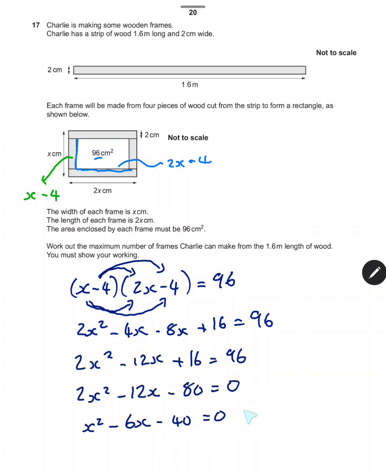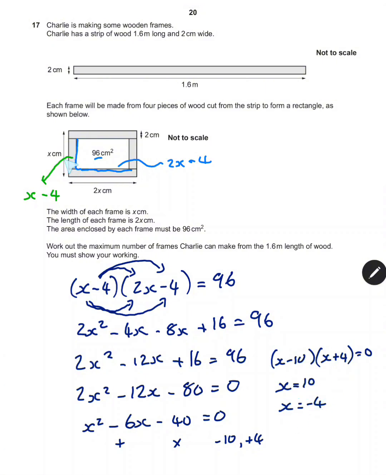And now I'm hoping I can factorise that quadratic and get it into double brackets. I'm looking for two numbers that add to minus 6 but times to minus 40. They are minus 10 and positive 4. So I'm going to put those into my double brackets. You get x take 10 and x plus 4. If I'm solving this quadratic, then x has got to be 10 or minus 4. Now they are the solutions to the quadratic.